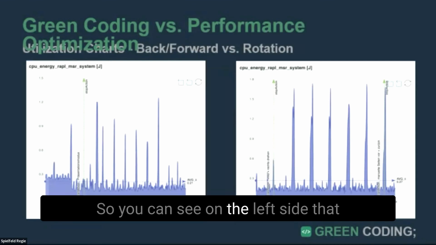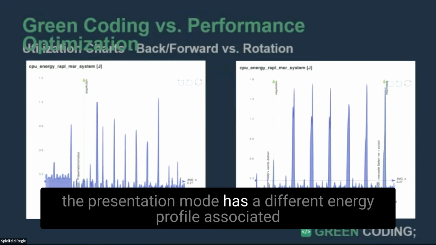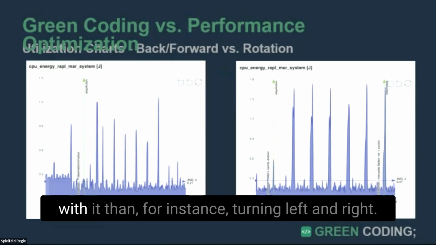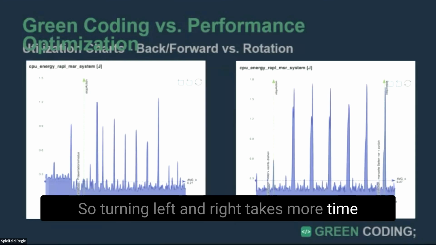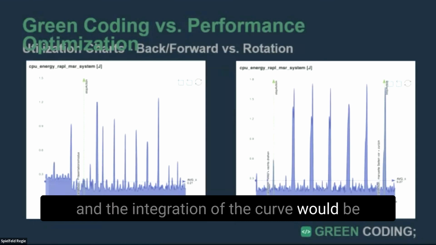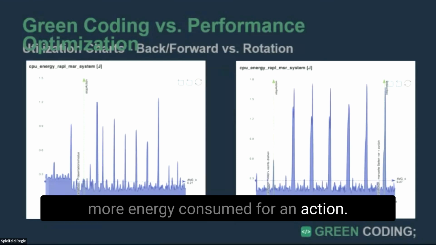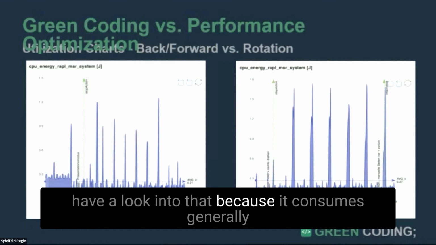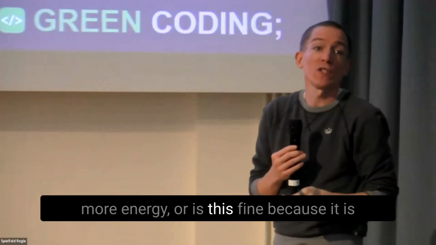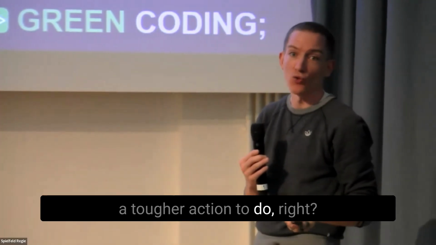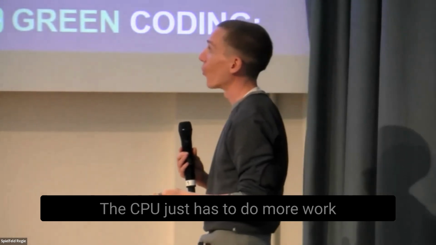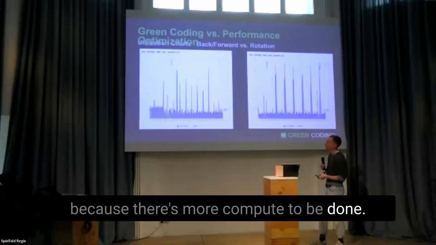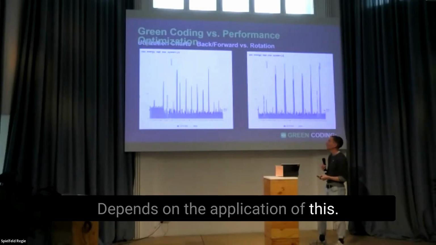So here you can see on the left side that the presentation mode has a different energy profile associated with it than, for instance, turning left and right. So turning left and right takes more time, and the integration of the curve would be more energy consumed for an action. So as a developer, you can now say, shall I have a look into that because it consumes generally more energy? Or is this fine because it is a tougher action to do, right? The CPU just has to do more work because there's more compute to be done. Depends on the application, obviously.